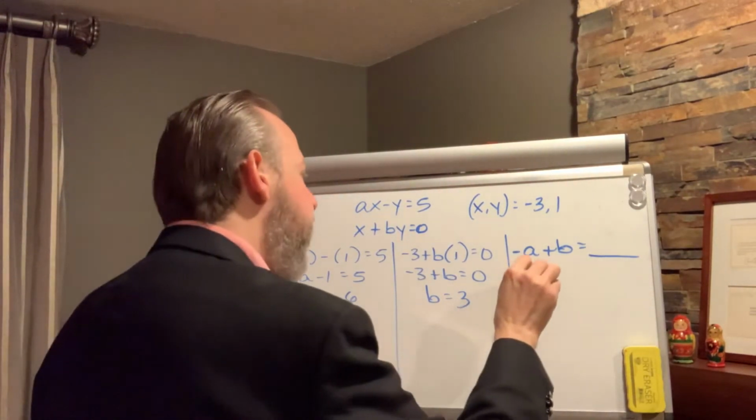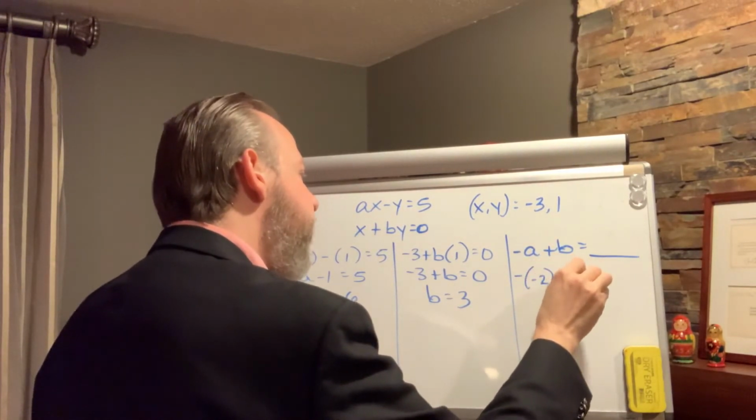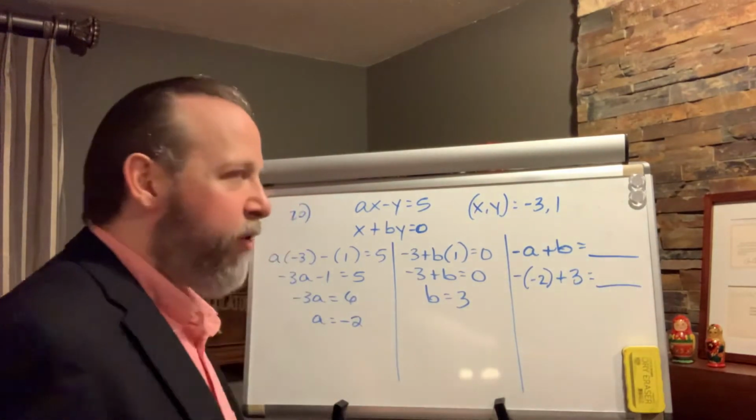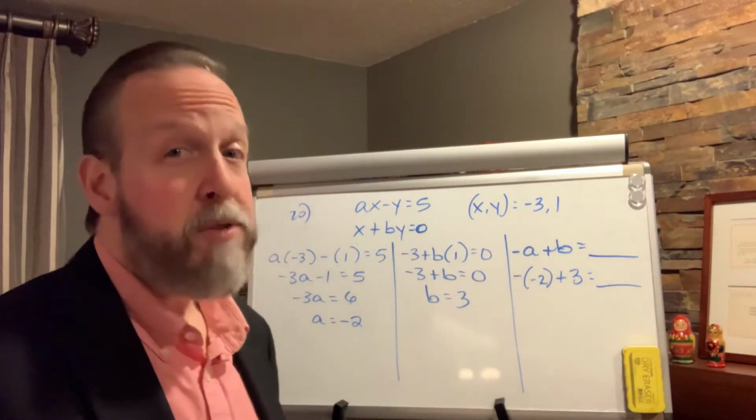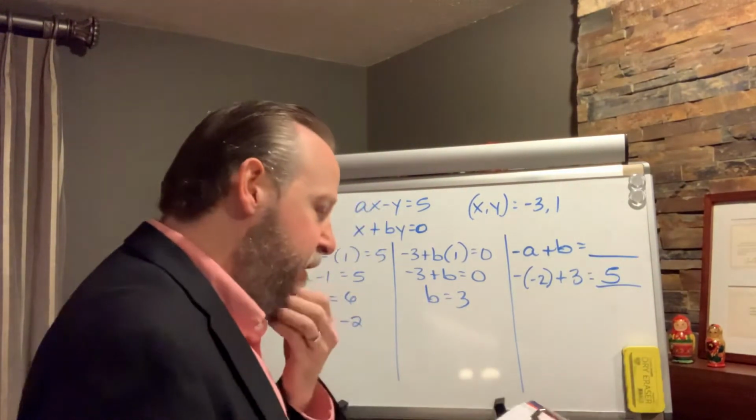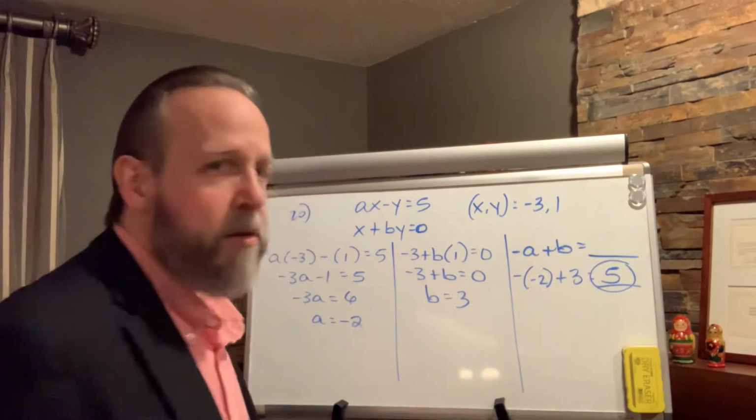Negative a is negative parenthesis negative 2. Plus b means plus 3. Negative negative 2 is 2, and 2 plus 3 is 5. The answer I'm looking for there is 5. That was a grid-in. Equals 5.